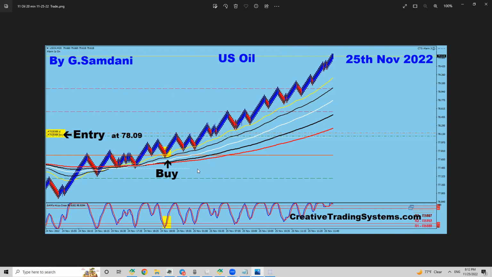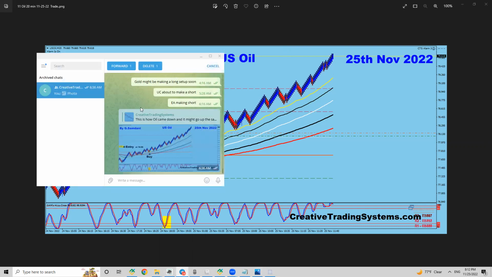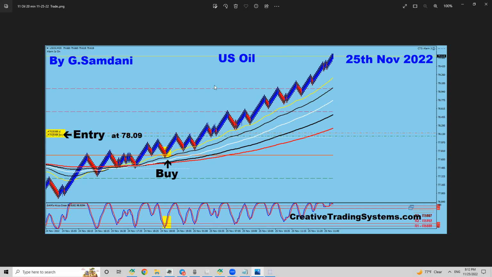Gold just made a long setup. I was posting on the Telegram. I think here, see the Telegram. I posted here that gold might be making a long setup soon, and it just made it, and I made the entry, and the trade is open. I left it open because the setup is very good, so it's going to go up. So I said, okay, let me just leave it there. All right, so this is it for now.